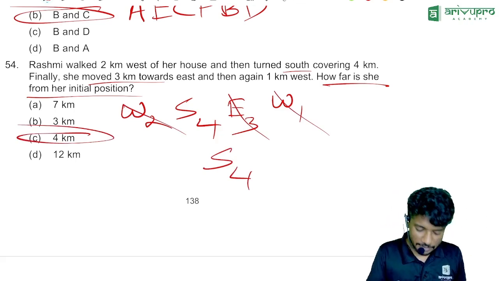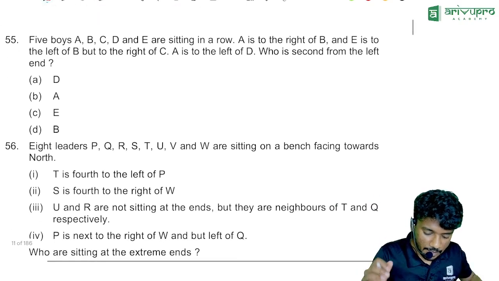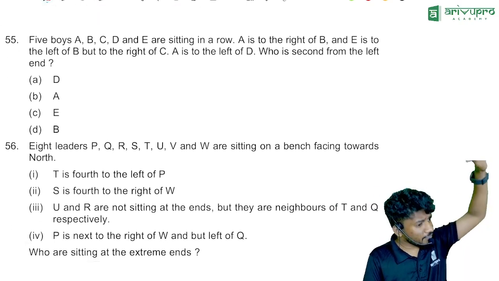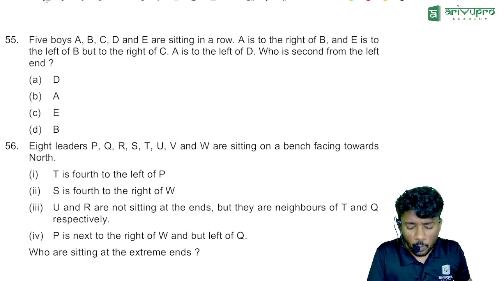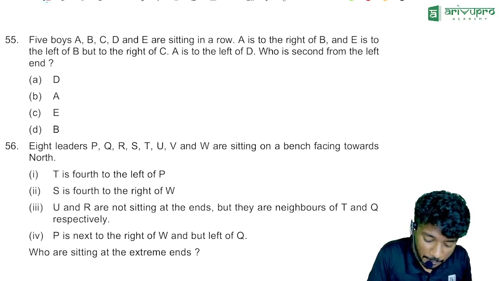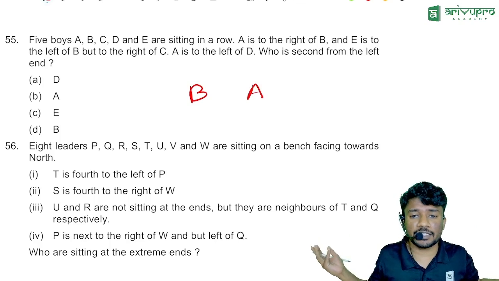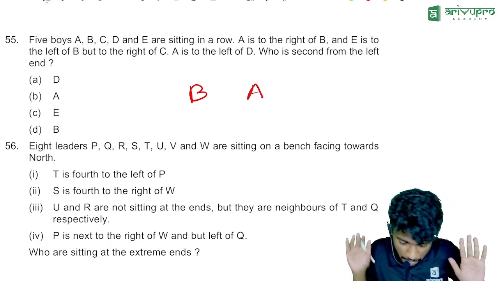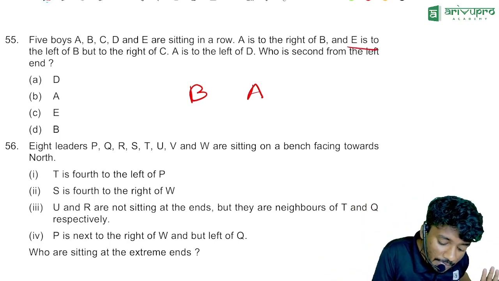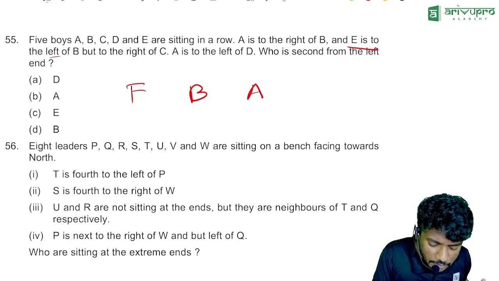Next one. Solve it. 5 boys. How many people are there? 5 people are there, sitting in a row. A is to the right of B. That means if B is here, A is somewhere over here. We don't know where it is, so that's why I'm giving a gap. And E is to the left of B.